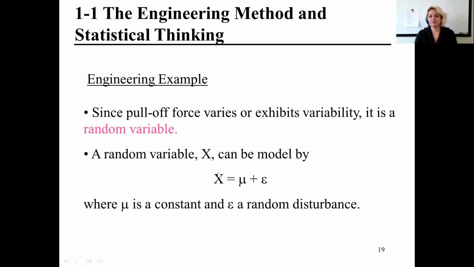So for that engineering example, what are we going to do? We would say that a random variable x, we can model it as some number mu plus some epsilon. This epsilon here represents the variability, like the deviation. Let's say this is my expected value. This mu is the number, like for the pull-off force.